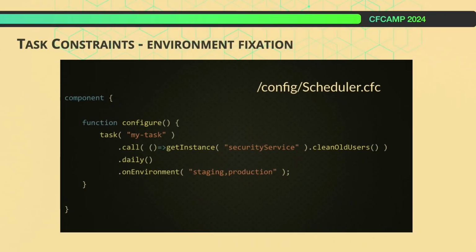Here's environment. So I can say the same deal. Okay, I only want to clean old users when I'm in production or staging. So here I can say on environment. Which environment? And you can pass a list. Okay. Now, granted, this is for Callbox, or you build your own environment detection.